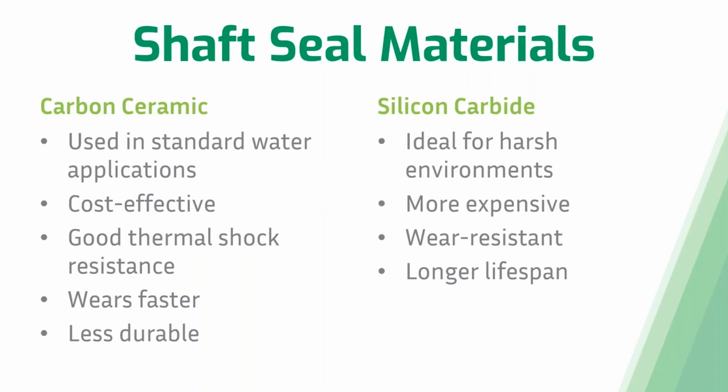However, you want to consider using a silicon carbide seal in applications where your pump is going to be running more often than not, or if you're going to have chemicals or gritty material inside of that pump or inside of that wastewater, because that can start to break down a seal that isn't meant for that type of application. A silicon carbide seal is going to be much better and last much longer in those types of applications. The thing to note is that silicon carbide seals, because it's a better material, tend to be a little bit more expensive than carbon ceramic. However, they're very wear resistant and they have a longer lifespan than a carbon ceramic seal.